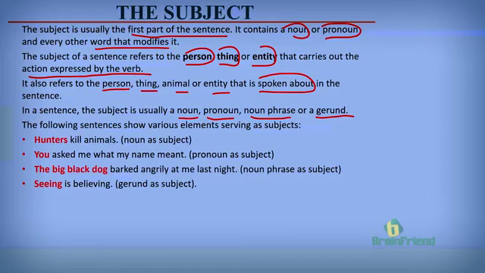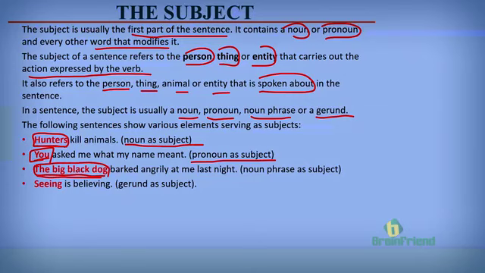First sentence we have here says, hunters kill animals. Here we have the subject as hunters. And in this sentence, we have the noun hunters as the subject. And then we have, you asked me what my name meant. Here, the pronoun you is the subject of this sentence. So we have pronoun as subject. And then we have, the big black dog barked angrily at me last night. Here we have a noun phrase as the subject.